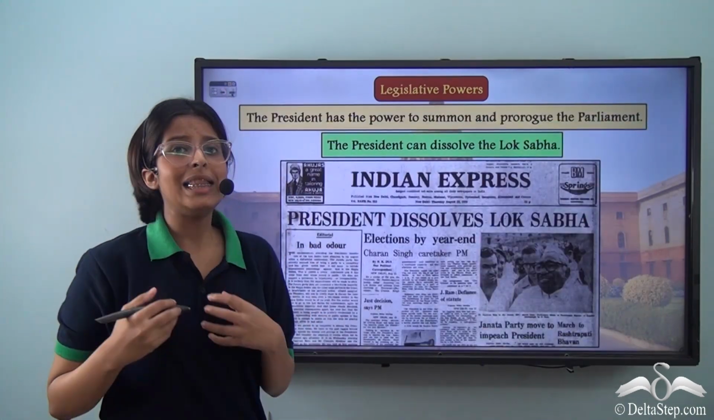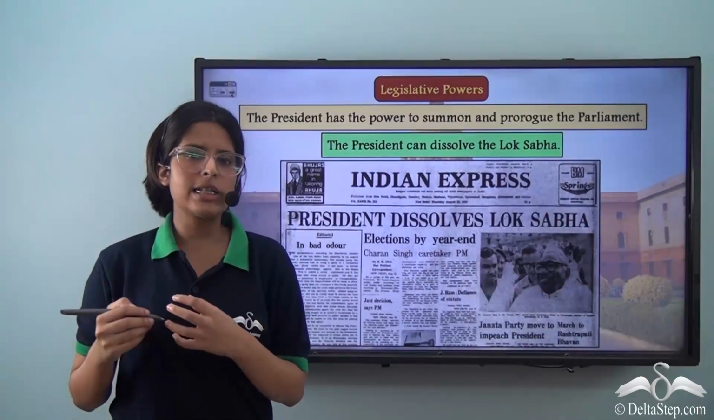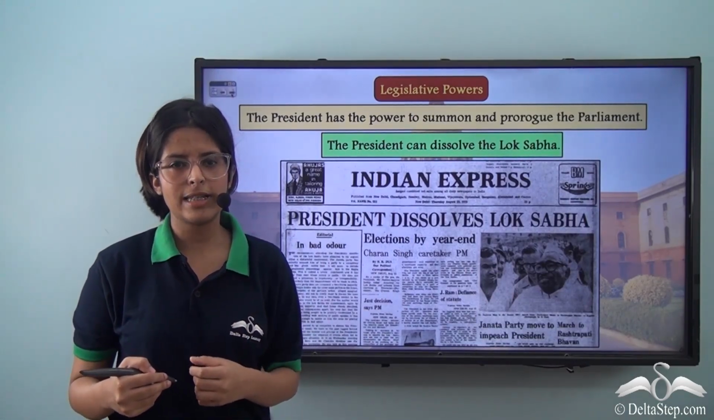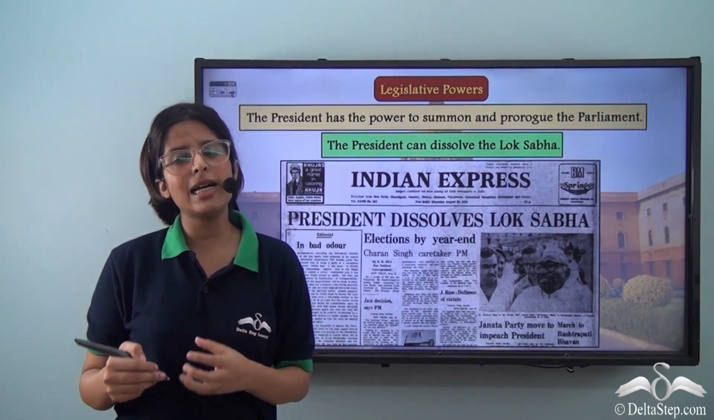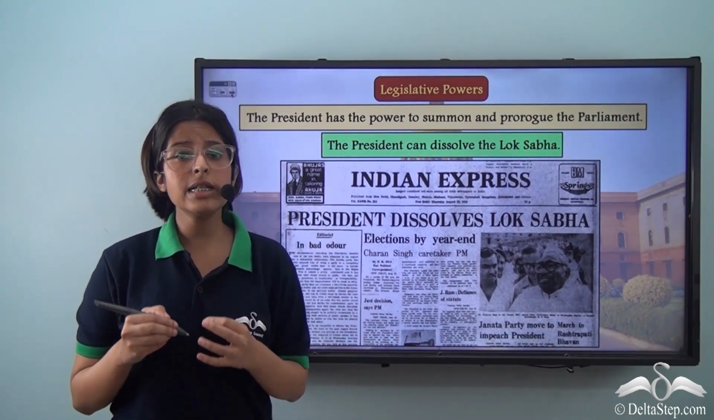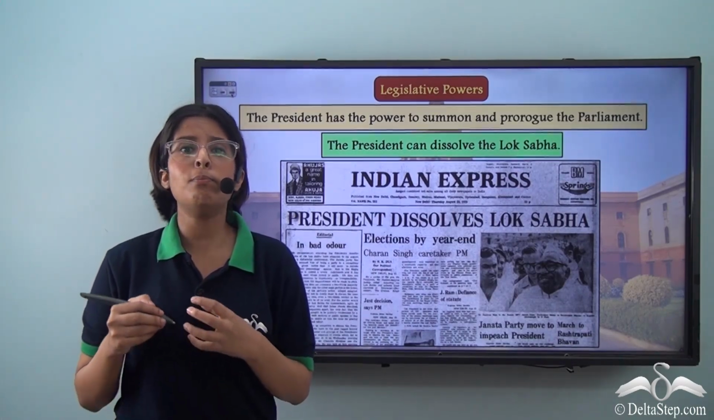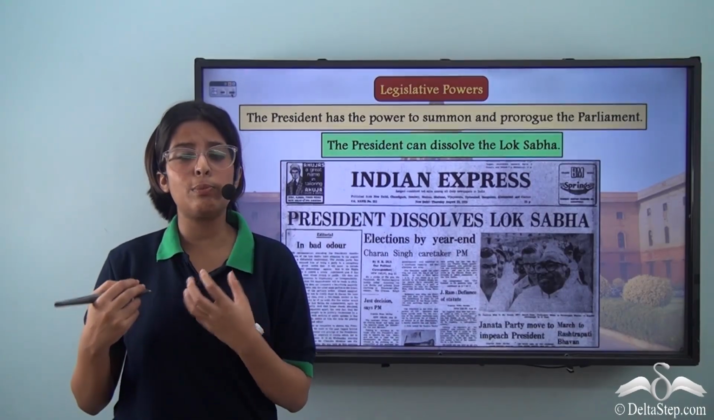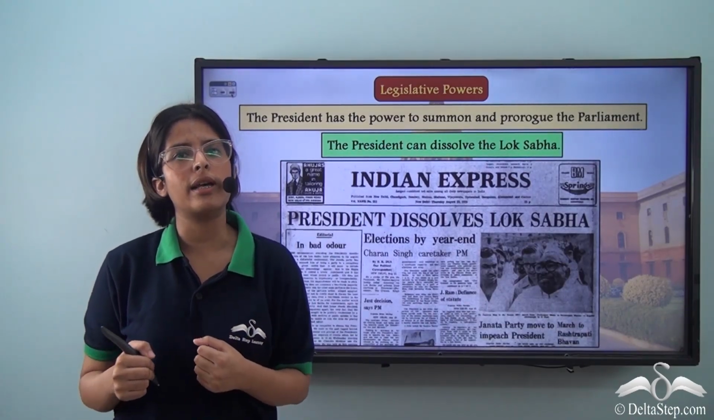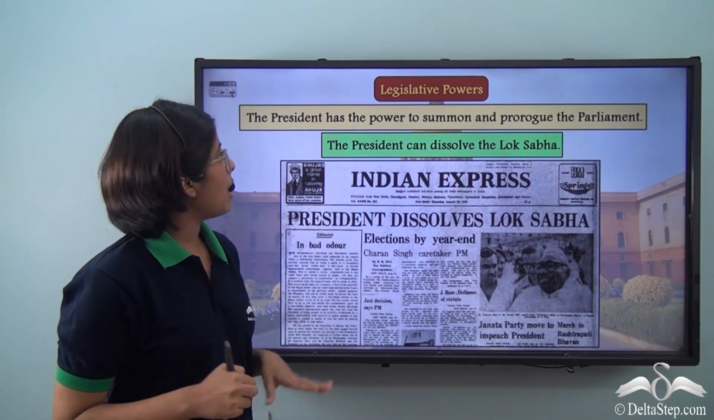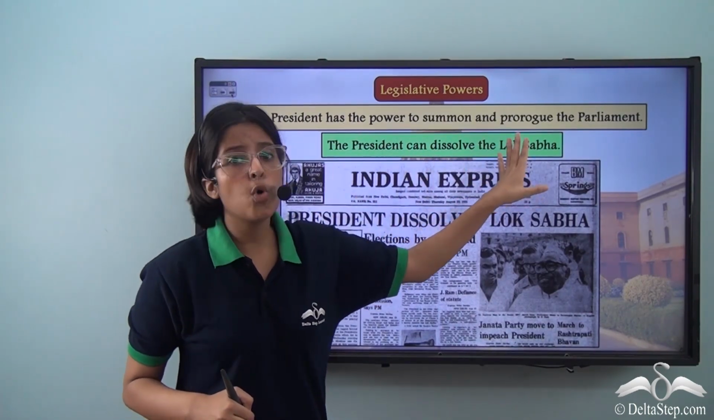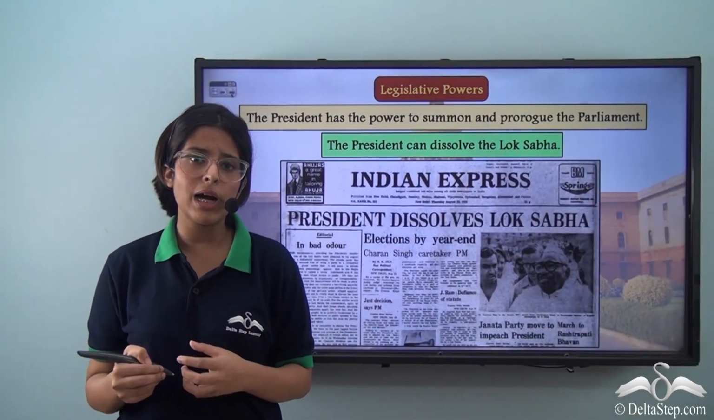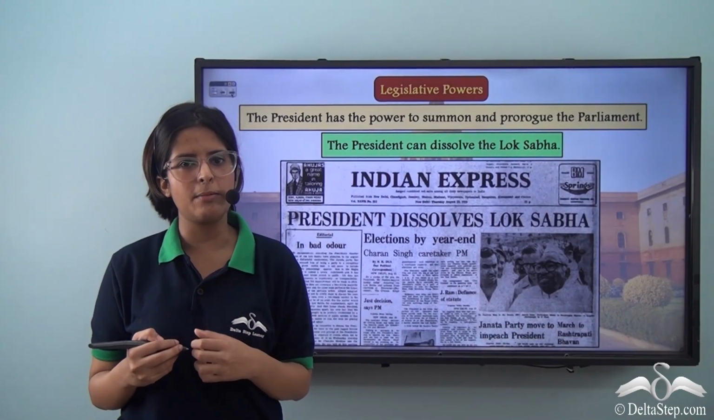Now let us go to the legislative powers. Legislative powers relate to the legislation or lawmaking process. As we've already learnt in the legislature chapter, the president is a constituent part of the Parliament of India. So he has certain powers in relation to the parliament or the process of lawmaking. The president has the power to summon and prorogue the parliament. That is, the president has the power to call meetings of the parliament and to dismiss meetings of the parliament.